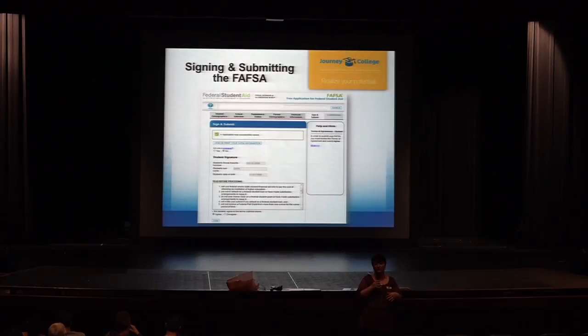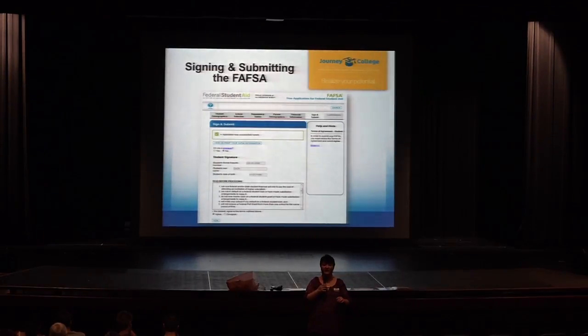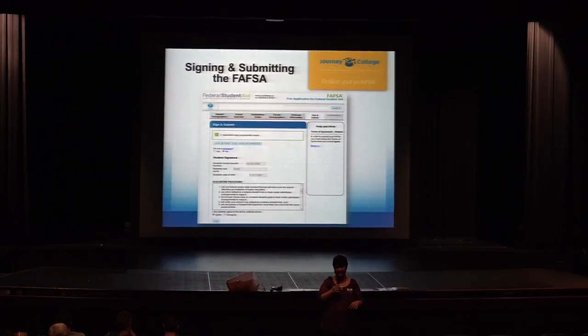If you go through those questions on the left-hand side in green and can answer yes to any one of them, you will fill out the FAFSA on your own as an independent. If you have to answer no to all of those questions, you are dependent and you will need your parents' financial information. And your parent will have to sign the FAFSA.